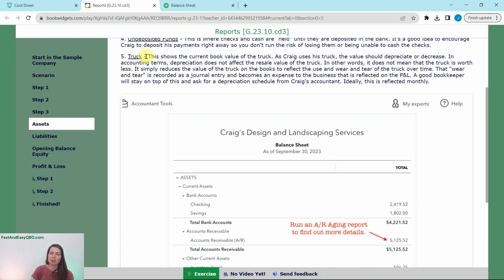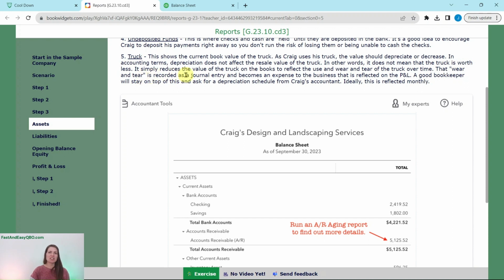Then we have something a little bit further down that says truck. This shows the current book value of the truck. Book as in bookkeeping, QBO book, that kind of book value of the truck. As Craig uses his truck, the value should depreciate or decrease. In accounting terms, depreciation does not affect the resale value of the truck. In other words, it does not mean that the truck is worth any less.